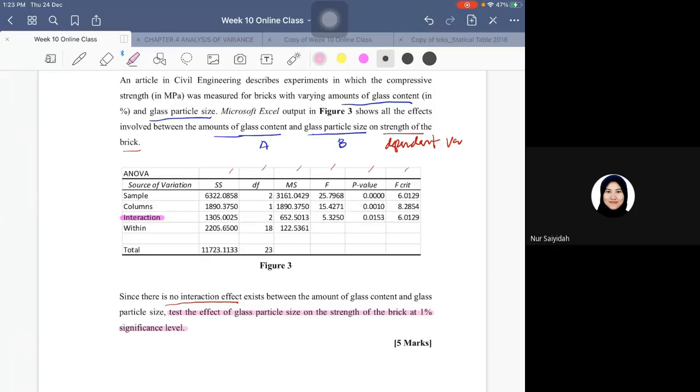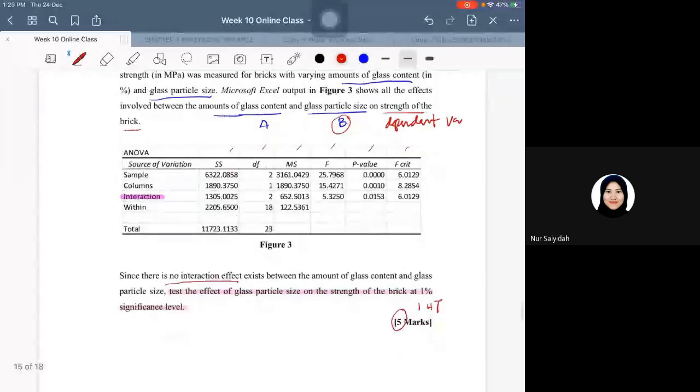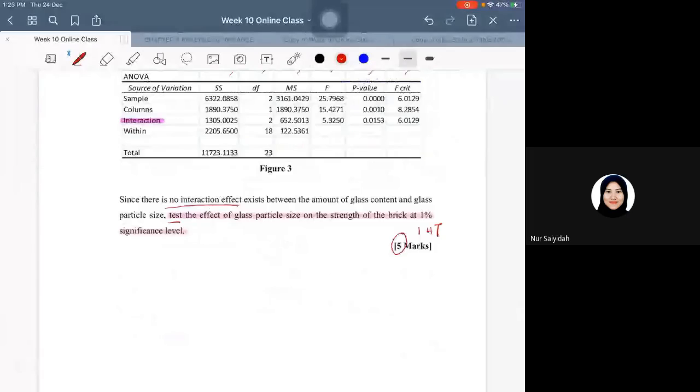So that is why it is only 5 marks, because we are only going to do one hypothesis testing. So what are we going to test? We're going to test which factor has the effect of glass particles. That's factor B, whether or not factor B affects the strength of the brick. So this is what we're going to do. Automatically, when the question states conclude or state test, it's going to be hypothesis testing.